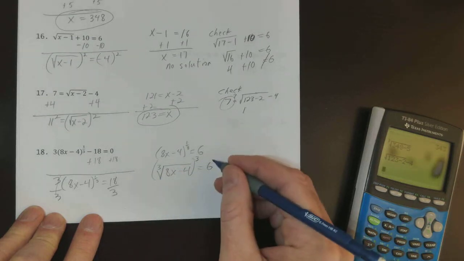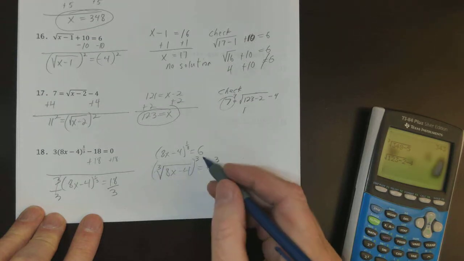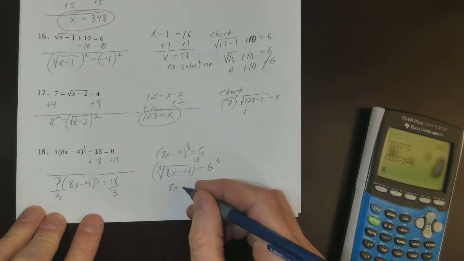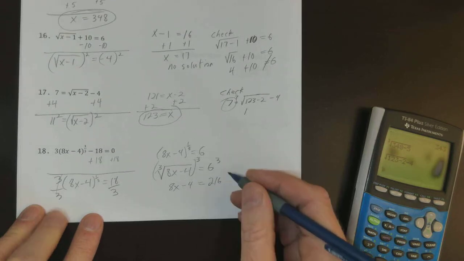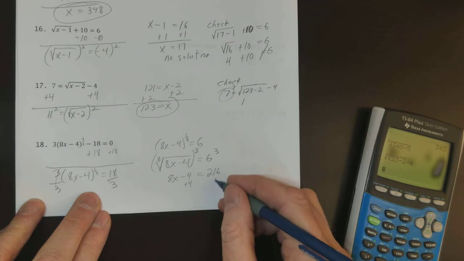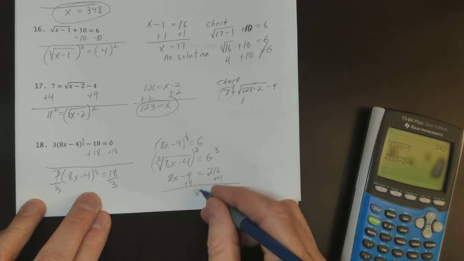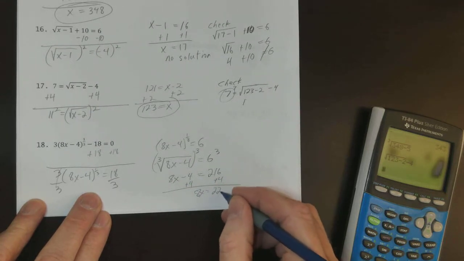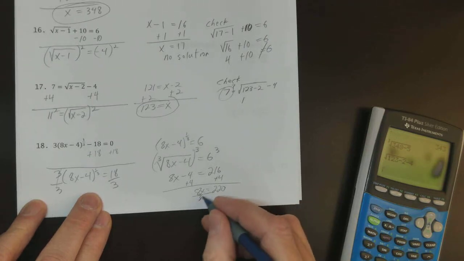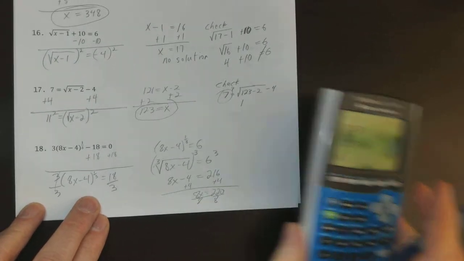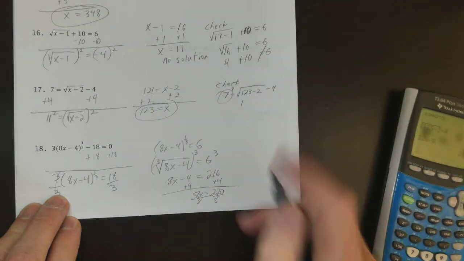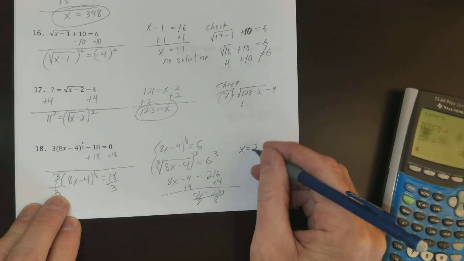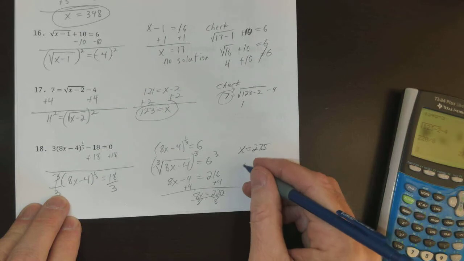I'm going to raise both sides to the 3rd power. Cube root and cube cancel out, so 8x minus 4 is all that's left. 6 times 6 times 6 is 216. So I add 4 to both sides. I have 8x equals 220. Divide by 8. Divide by 8. 220 divided by 8 is 27.5. X equals 27.5. I'm going to check.